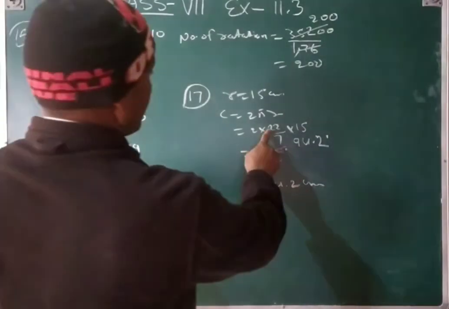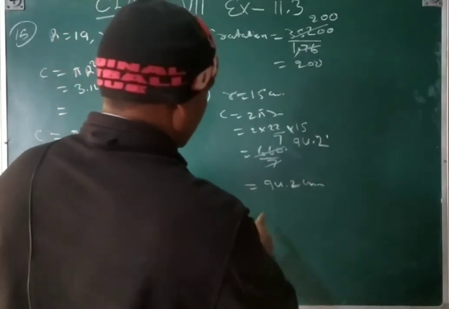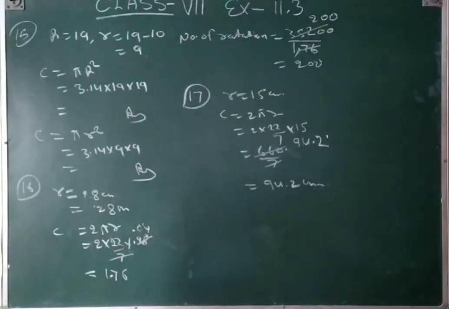I have put here 22 upon 7. If you put here 3.14, then you will see that your answer will come like this same. Okay.